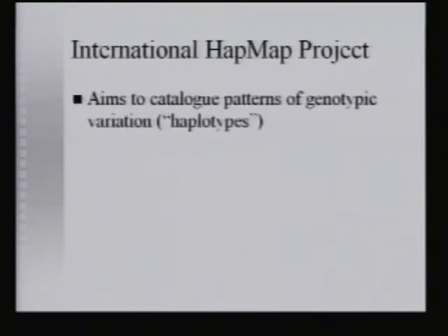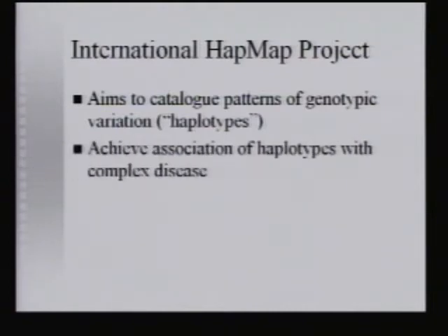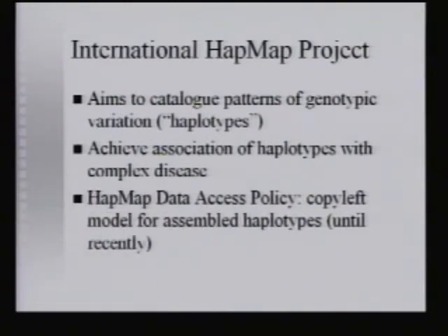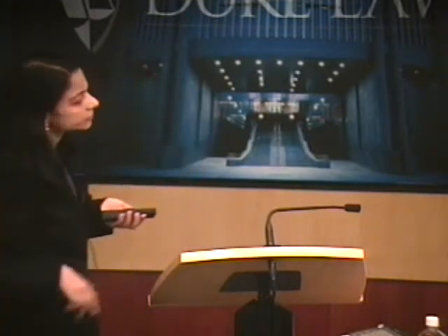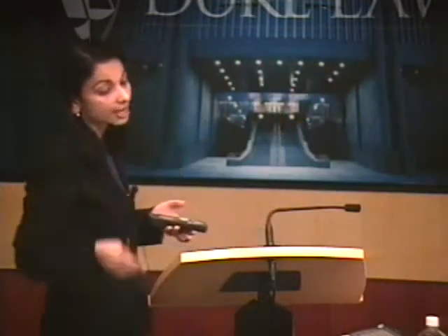More recently, the International HapMap project, which aims to catalog patterns of genetic variation that are associated with disease, particularly complex diseases, has explicitly adopted, at least until recently, a copyleft model. Basically, it has said that we'll put our genotype data out there, but if you're going to take it, mix it with your own data, and try to get patents on the haplotypes, you can't do that. It recently lifted those restrictions because now it's got enough data out there that people can't really get patents on the haplotypes given what's already out there.